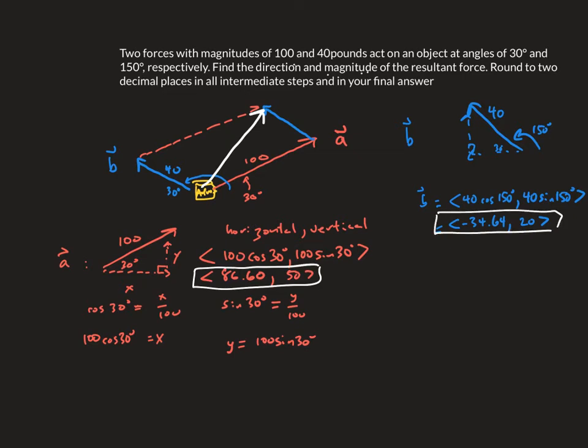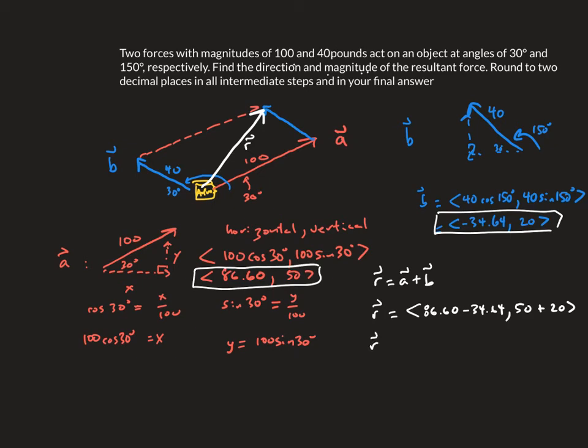But really, I want to know what my resultant vector is. And my resultant vector here is equal to vector A plus vector B. Those are the two forces that are acting on this object. So really, this is really easy. I'm just going to add my two horizontal components and add my two vertical components. So vector R in component form would be, if I do vector A first, 86.60 plus vector B, so minus 34.64. And then for my vertical component, I've got 50 plus 20.